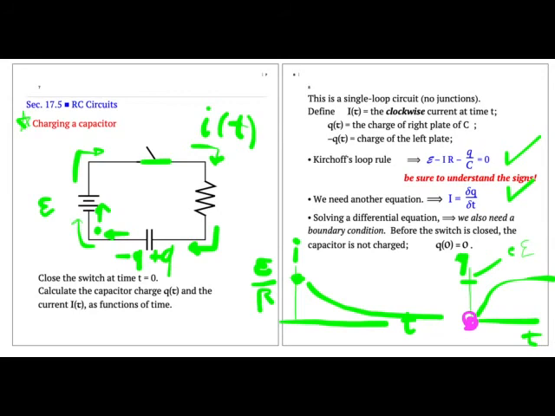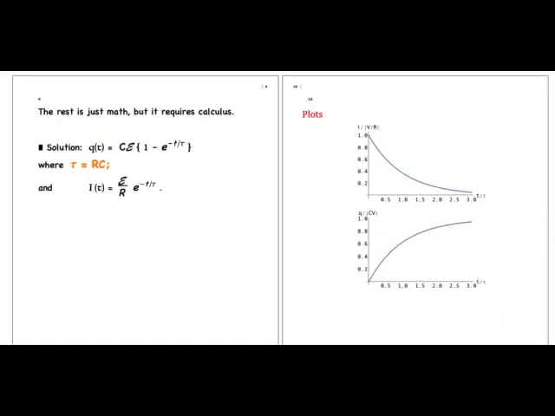It comes from calculus, but we don't use calculus in Physics 231. So the answer is given in the textbook, but the derivation of the answer using calculus is not given. So I had those equations, and the rest is just math, but it does require calculus. So the textbook gives us the answer.